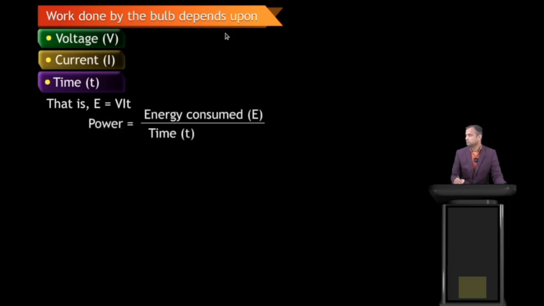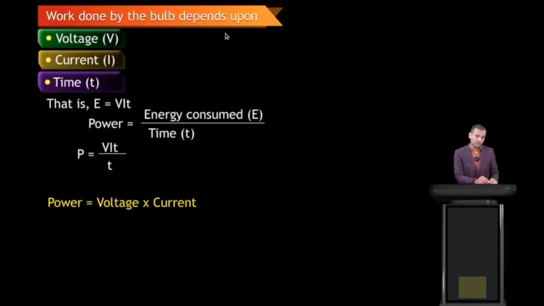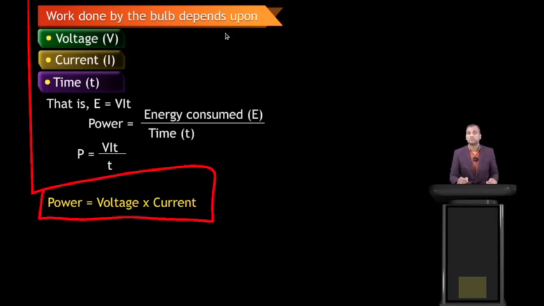Now what is power? Power is the energy consumed per unit time. You all know the formula to find the power. It is work upon time. Here work means energy, so energy upon time. So you can put the formula: P equals V I T upon T, and then P equals V I. So this is the formula of power. Power equals voltage into current. So P equals V I.